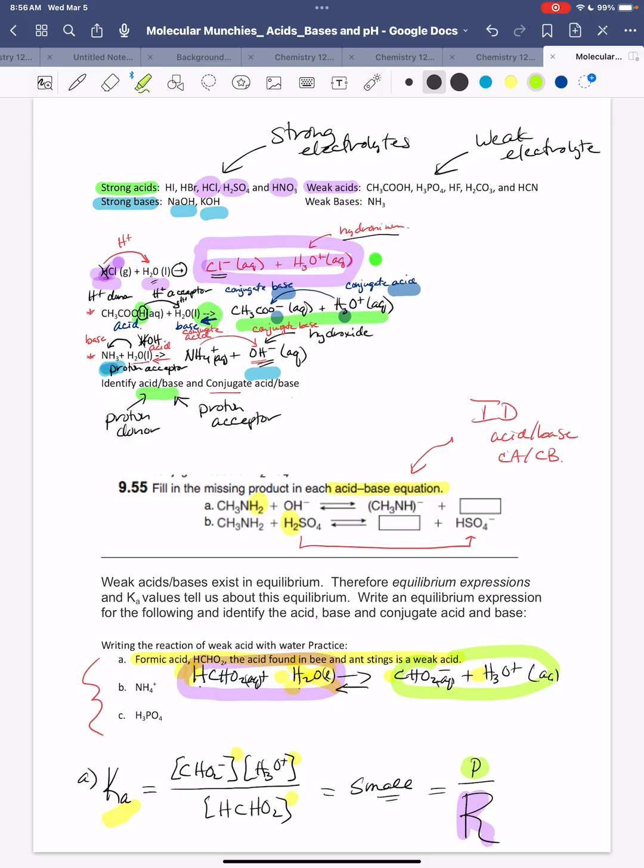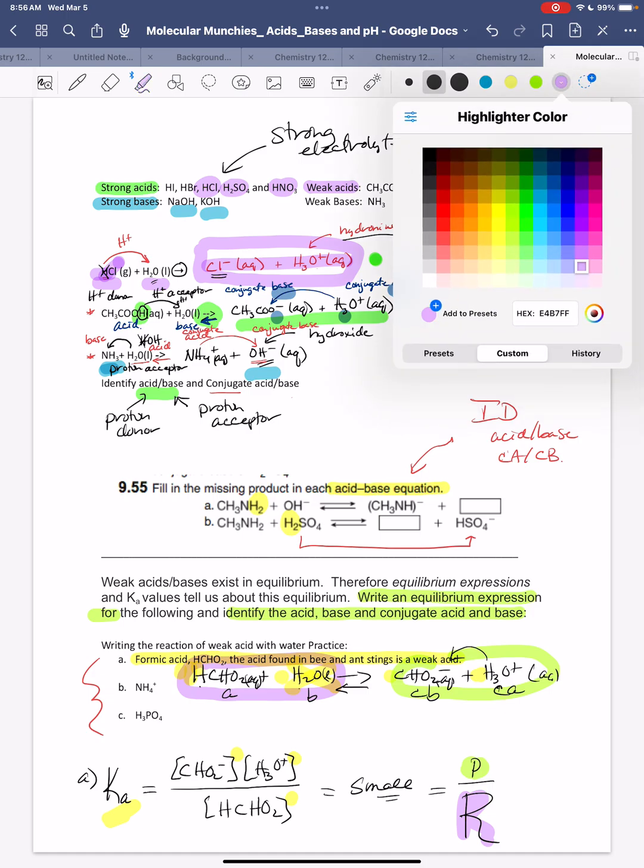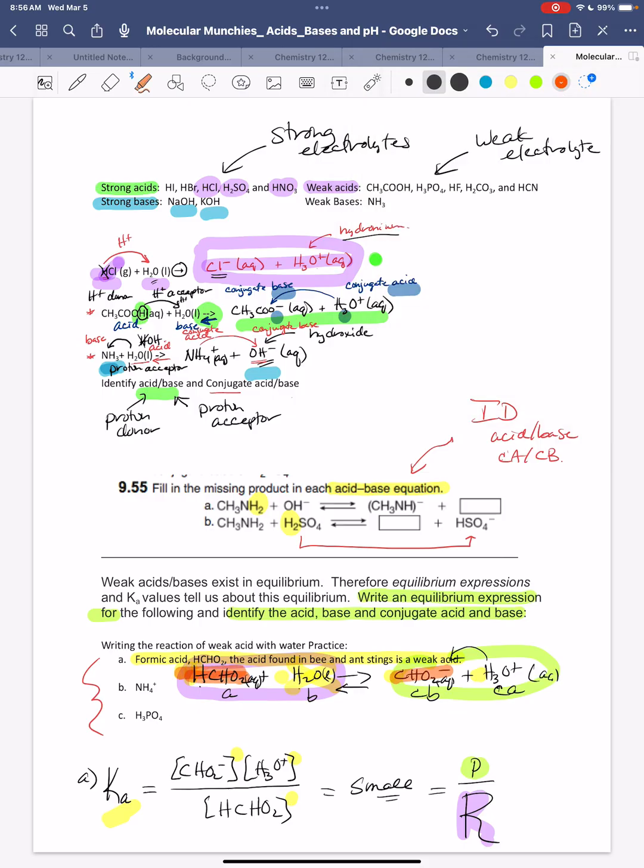So basically that's what I'd like you guys to do: write the equilibrium expression and identify the acid, the base, and the conjugate acid and base. We know this one is the acid. We know this one is the base, it's accepting. And on the opposite side, this is the conjugate acid and this is the conjugate base. I'll try to point out that they operate in pairs. You'll notice that this is the acid on this side and it's the base over here. And then this is the base on this side and it's the acid over here. And that's why we call them acid-base pairs. So that's one way to identify it.